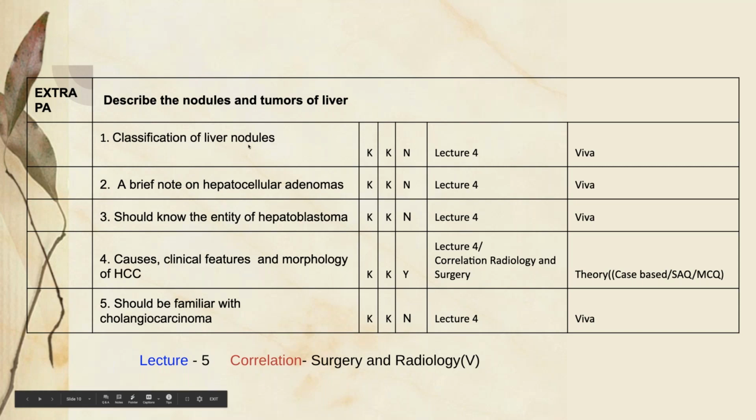So this I've put as classification of liver nodules in general. A brief note on hepatocellular adenomas. Should know the entity hepatoblastoma. Causes, clinical features, and morphology of HCC. Should be familiar with cholangiocarcinoma. So only this I thought should be a core competency, the HCC. The rest need not be a core competency, but they should be aware that there's something like this.